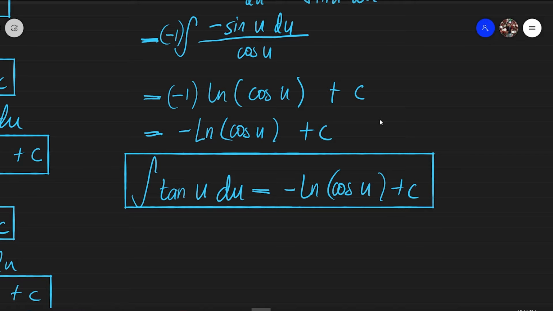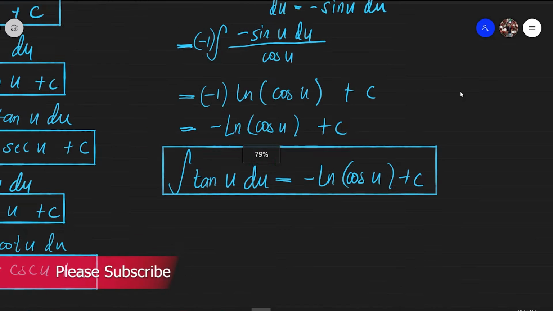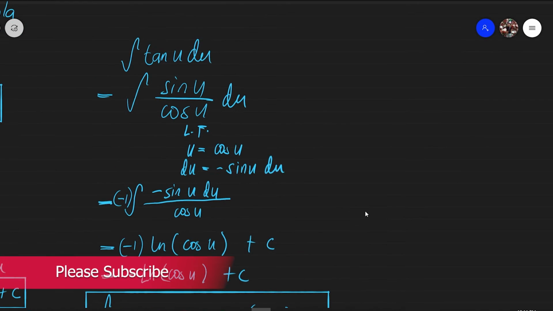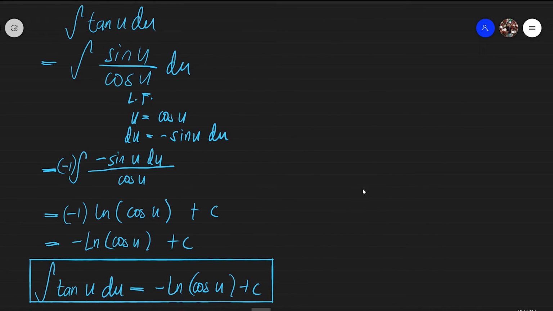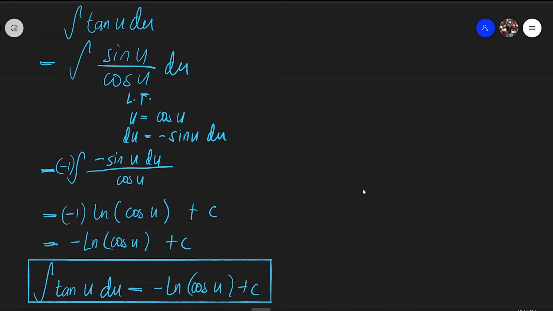Okay? Now, there is another way to do this. Let me zoom this out. So we can say that the integral of tangent u du is simply equal to the negative ln of cosine u plus the arbitrary constant c. Now, there is another way to do this. We can express the integral of tangent u du in terms of secant. I mean, you can multiply your tangent u. Let me show it to you.